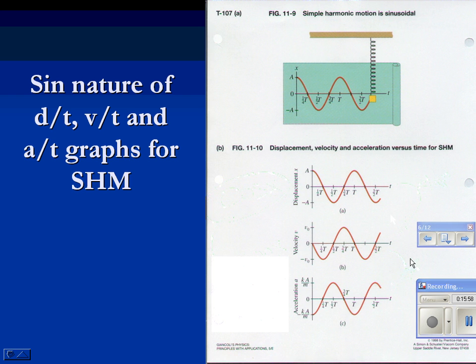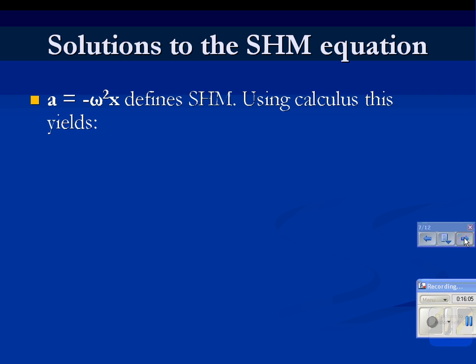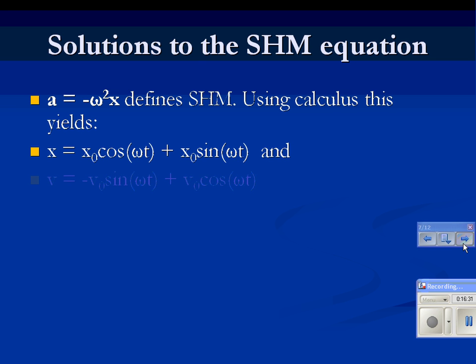Now let's look at the equations. It turns out if I take that defining equation, a equals negative omega squared times x, and I do some calculus to it, I get some solutions. I get some ways to solve for the position of an object that's in simple harmonic motion and the velocity of the object that's in simple harmonic motion at some time t later, right? If I know certain things, I can figure out how fast it's moving and where it's going to be at some time later. And the equations look kind of ugly and kind of messy, but they're really not so bad when we break them down.